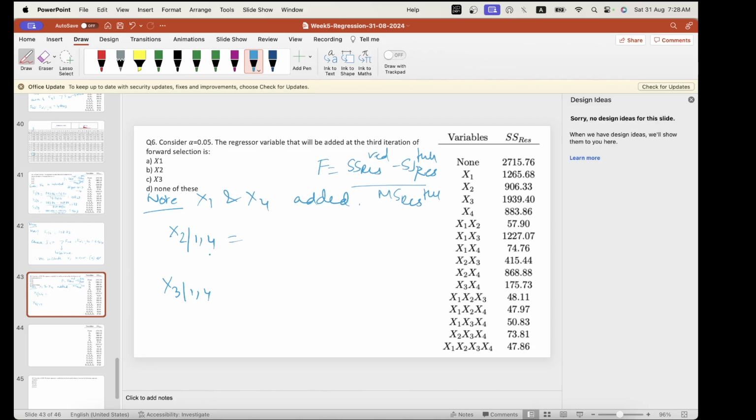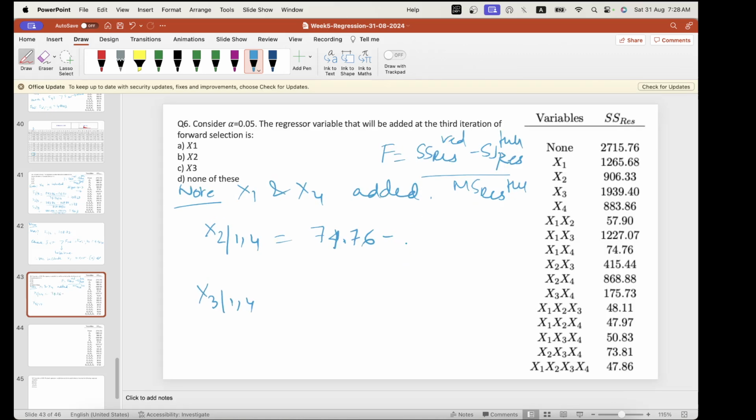So SS residual reduced is only with x1 and x4, so this is 74.76, minus SS residual of the full model, that means 124 is 47.97, by 47.97 by, okay, so now how many DF of the full model would be? DF error, DF of full model will be n minus, so we have beta naught, x1, x4, so 3, and then one more, so n minus 4. Alright, so this would be 13 minus 4, that is 9.